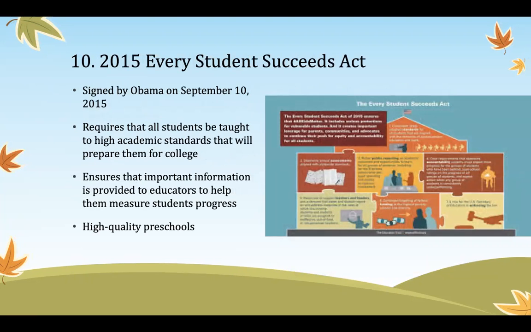And the final one I have is in 2015, the Every Student Succeeds Act, which was signed by Obama on September 10th, 2015. It requires that all students be taught to high academic standards that will prepare them for college, and ensures that important information is provided to educators to help them measure students' progress. And they wanted high quality preschools. So I feel like the Every Student Succeeds Act is really helping shape students today.